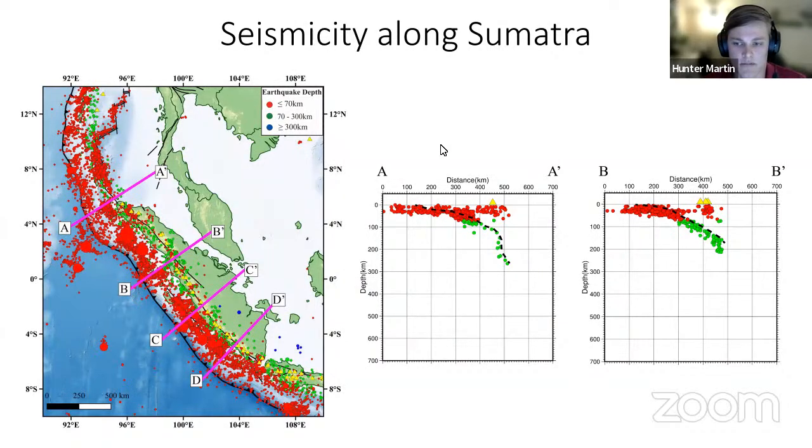Profile B to B prime shows a strong Benioff zone with similar maximum depths, about 220 kilometers. Both shallow and intermediate depth earthquakes are numerous here. Many of the shallow events along this profile could be suggestive of megathrust activity related to the large 2004 magnitude 9.1 Sumatran earthquake event. There's an increased number of volcanic activity additionally along this profile.